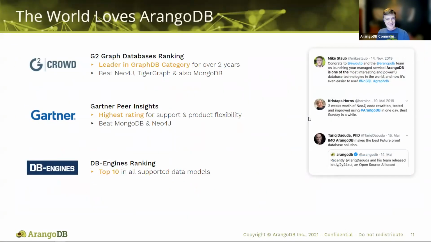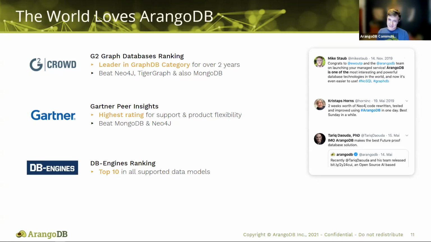And as the slide says, the world loves ArangoDB. And as I mentioned, we are a leader in the graph database category for over 2 years now on G2 Crowd. And something that I think we're all kind of personally happy about is that we have the highest rating for support and flexibility on Gartner. And this is beating out these much larger companies like MongoDB and Neo4j.